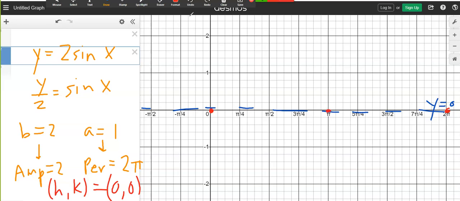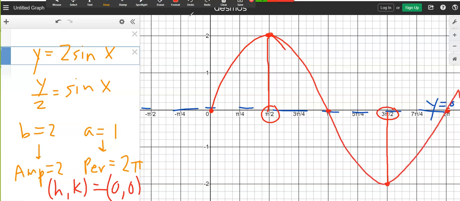Halfway in between, I'm plotting that point right there. So 1, 2, and 3 have been plotted. To get 4, I'm going to come over here to pi over 2, but I'm going to go up to find that point right there. And in between pi and 2 pi, I come to there and I come down using the amplitude. And then I can draw my wave. But that's how I would graph that.